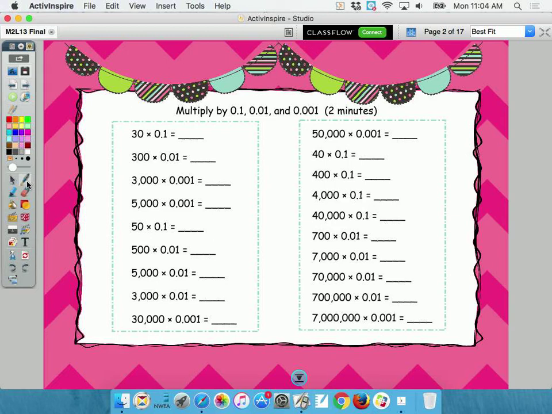Now, each of these second factors is less than 1, isn't it? Some of them are way less than 1. If I start with 30 and multiply it times 1/10, what do you think my answer is going to be? 3. 1/10 of 30 is 3.